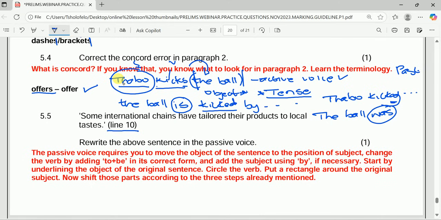Now, what if we have a present perfect tense? Remember, in English tenses, for a sentence to be in a present perfect tense, that is where it uses have or has. So, if I say Thabo has kicked the ball, we'll say the ball has. In instances where we have have and has, for a past tense, for a passive voice, we are going to add the word been. Please go through my active and passive lesson because I've unpacked this thoroughly.